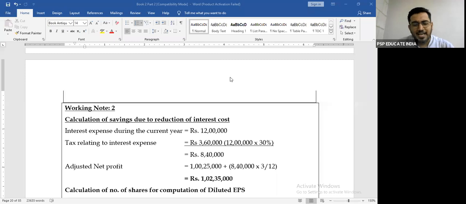Raj, you always calculate EPS on 31st March. So after conversion, of course, you will calculate the EPS. How is there no scope for calculating diluted EPS on 31st March? Of course, you will have diluted EPS. But why not diluted EPS as well?